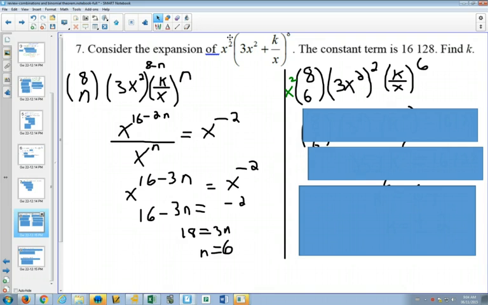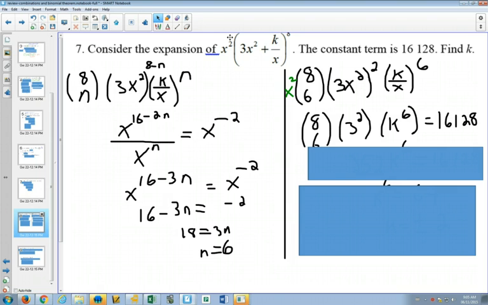Now in my math, I knew that the x's were going to all cancel out. And you can see that you're going to have an x to the 4 on the top here, an x to the 6 on the bottom, and then multiplied by another x squared. All of those x's will cancel out. So moving forward, I've just got the math with my numbers, because I know my x's cancel out. And now we have k to the 6, and we have to solve for k.